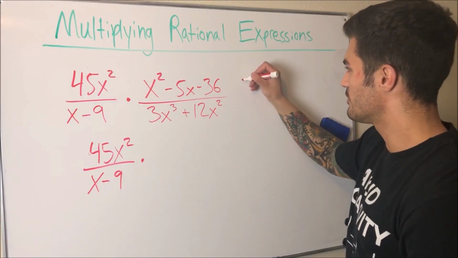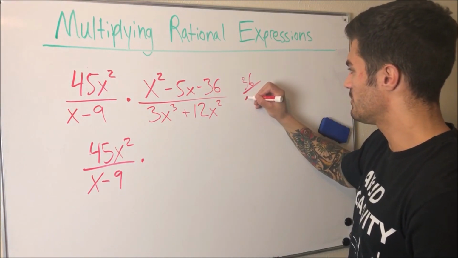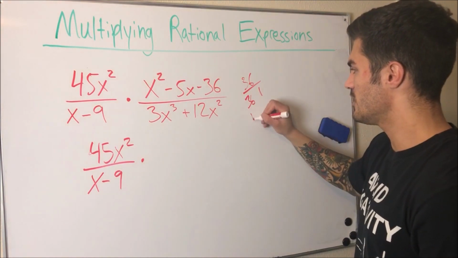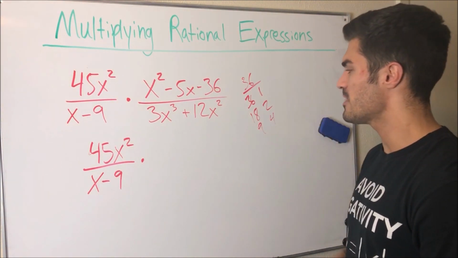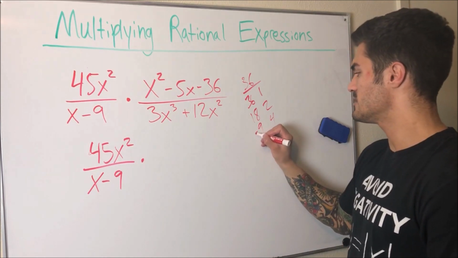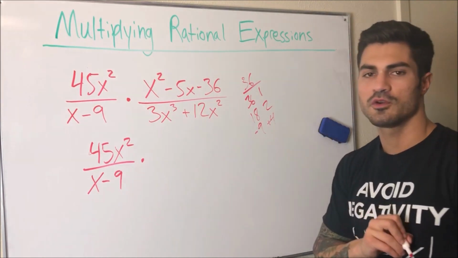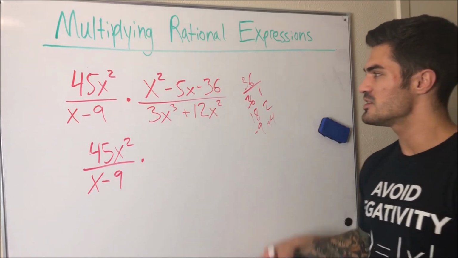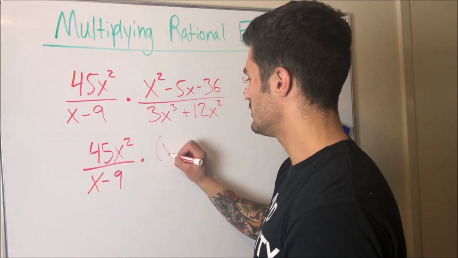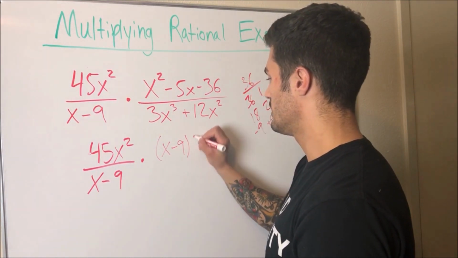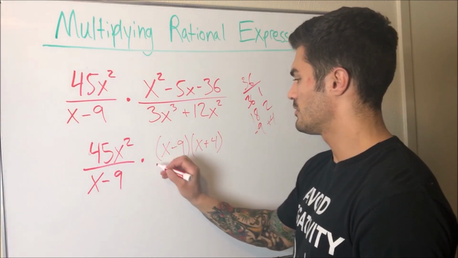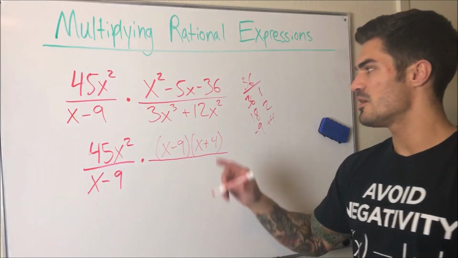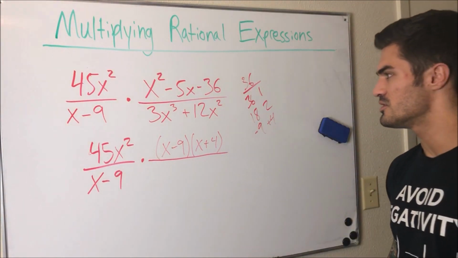So let's see, what do I have? 36 and 1, that's not going to work. 18 and 2, that's not going to work. 9 and 4, I think this will work, and it's going to be minus 9 plus 4, right? So these are my magic numbers, so I can go ahead and write those in here. X minus 9, x plus 4. And that's all on top.